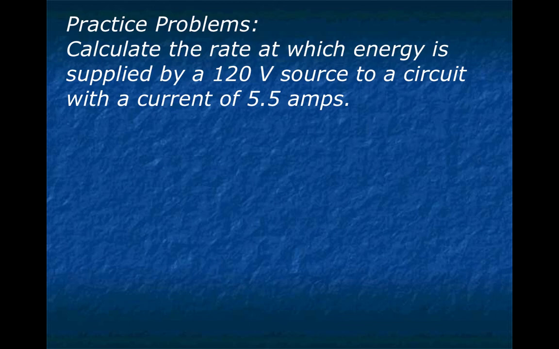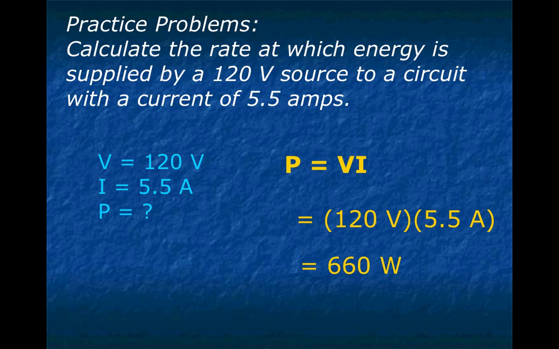Here's our first one. Calculate the rate at which energy is supplied by a 120 volt source to a circuit with a current of 5.5 amps. Here's my given information. We're looking for the rate at which energy is supplied, right? So that's a rate, remember, is something over time, and we are looking at energy over time. What you need to know is energy is equal to work. So work over time, which is known as power. So this question is tricky because it's asking you to calculate the power, which may not seem obvious at first glance. So we're going to use P equals VI, and you get 660 watts.